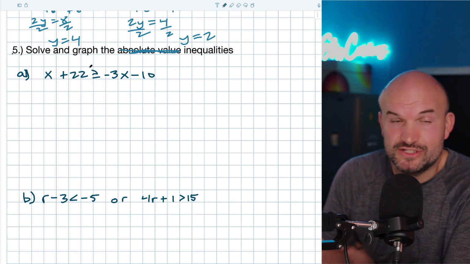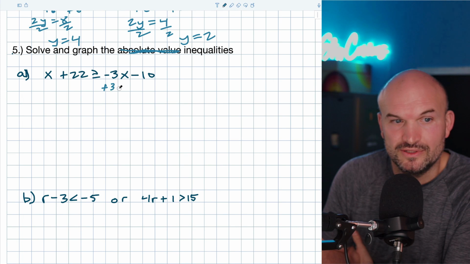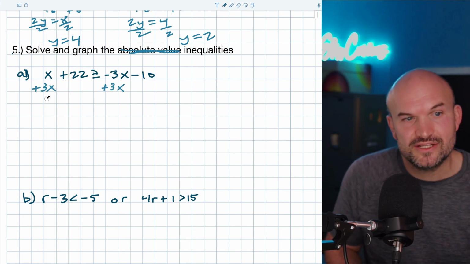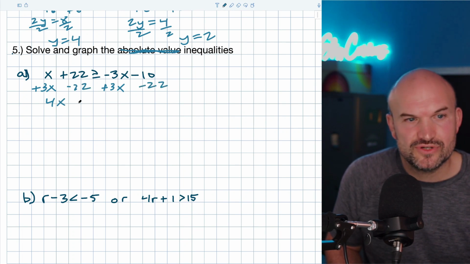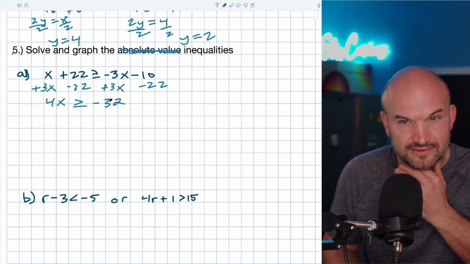All right, so again, inequalities, just like for equations, guys, get the variable to the same side. Now, I always like to get my variable to the same side, and I always like to make it positive. Now, I'm going to add a 3x to both sides. Therefore, that's going to give me a 4x, and then I'll subtract a 22 to the other side. Okay, so I have a 4x is greater than or equal to a negative 32.